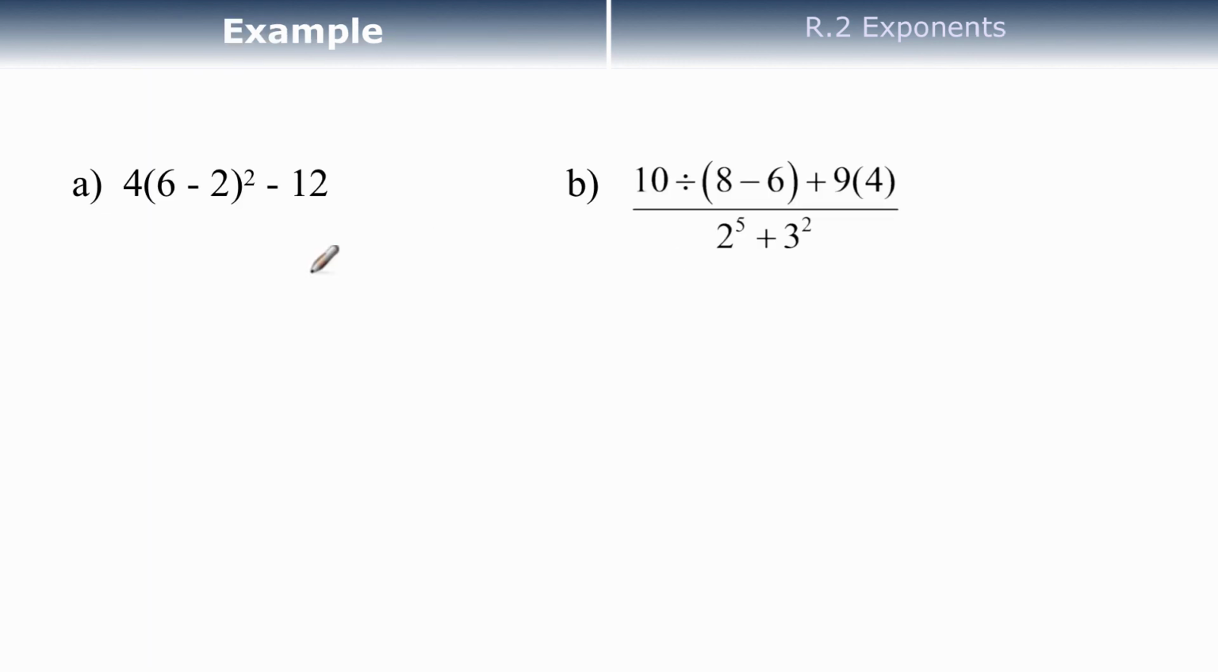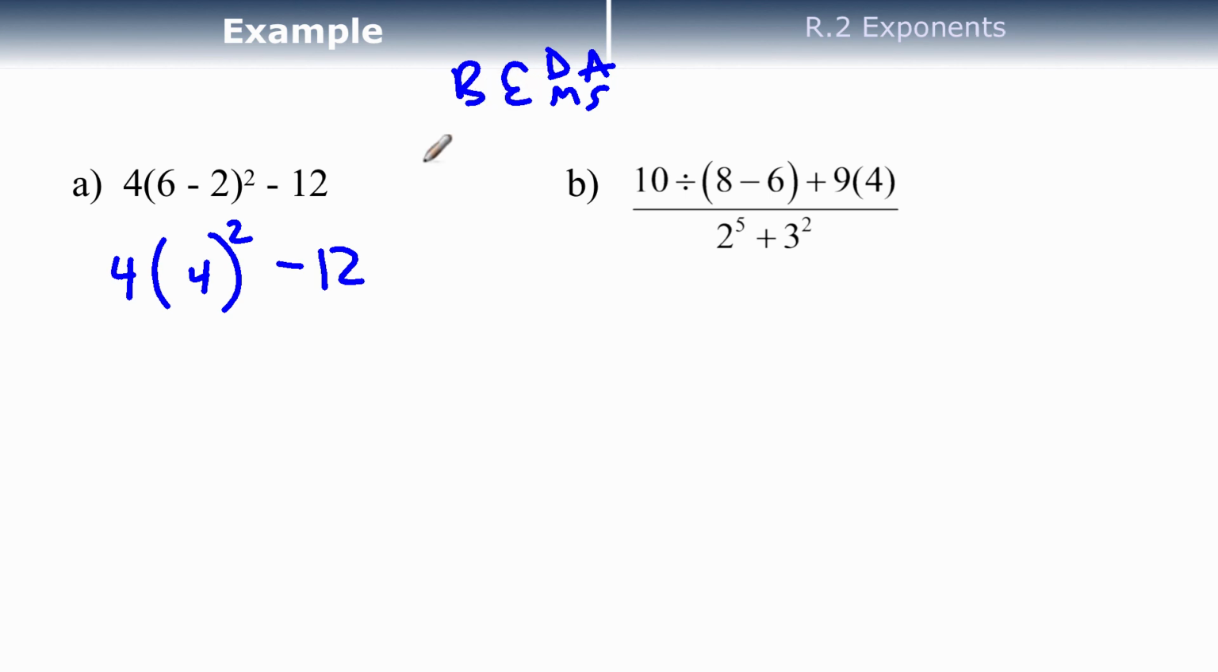Okay, so let's just try a couple. So I've got to do brackets, exponents, then divide or multiply, whichever comes first, then add or subtract, whichever comes first. Inside, here's some brackets, so I need to do that first. So 6 take away 2 is 4. Okay, I'm dying to go 4 times 4, but the rule says after brackets do exponents. So I have to do this exponent first. So 4 squared is 16 times 4 minus 12.